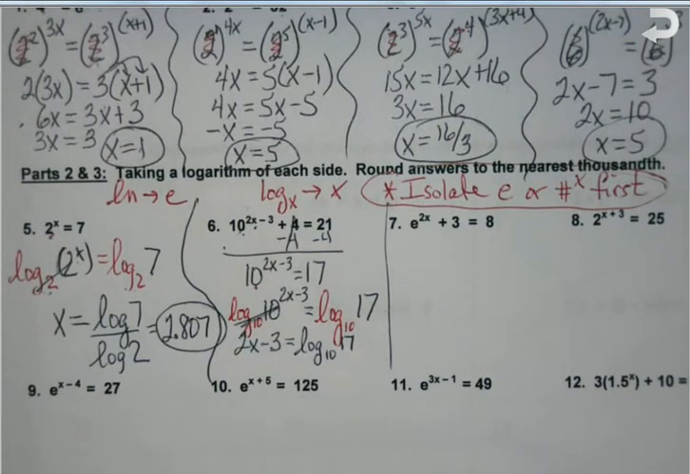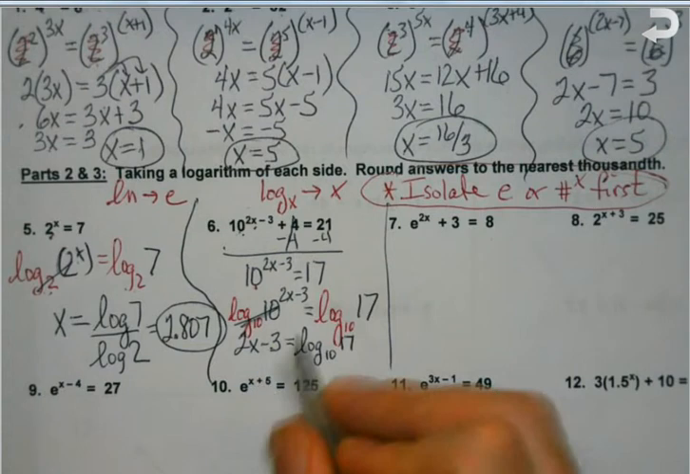So if I'm trying to solve for x, what do I need to do next? Add. Okay, I need to add the 3. And we're going to get a little tight on room here, aren't we?